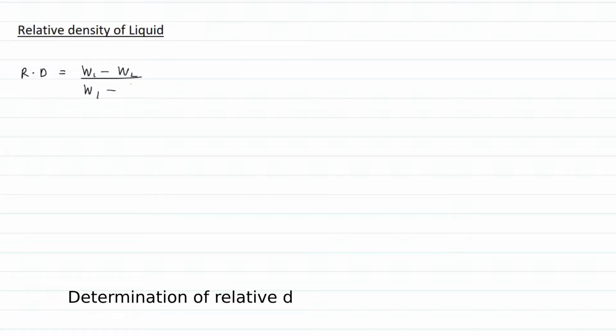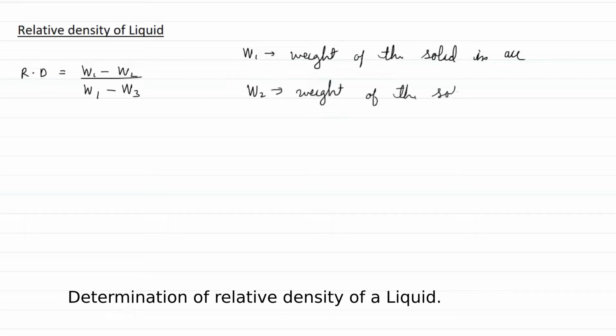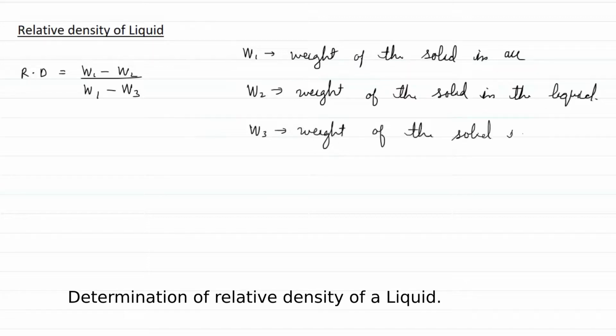Relative density is equal to W1 minus W2 upon W1 minus W3. So W1 we all know, weight of the solid in air. Now we have W2, that is weight of the solid in the liquid, whose relative density we have to calculate, and W3 is weight of the solid in water.